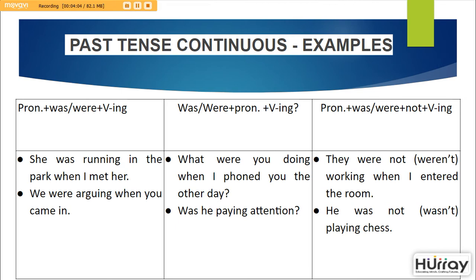The third one is the negative connotation. Pronoun plus was or were plus not plus verb ending in ing. They were not or weren't working when I entered the room, or he was not or wasn't playing chess. Entered the room already indicates that a past event has occurred.